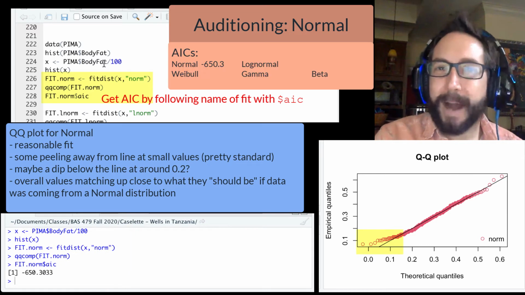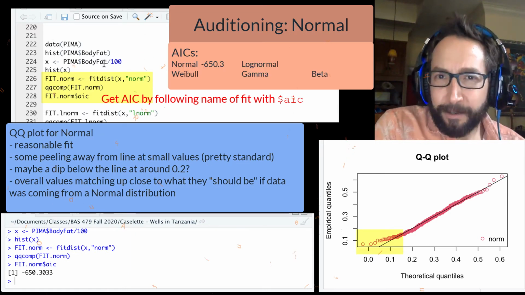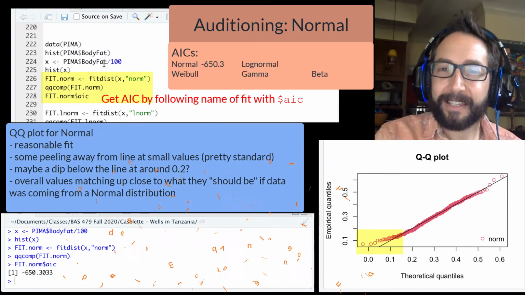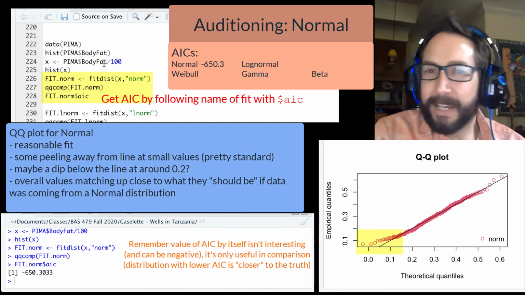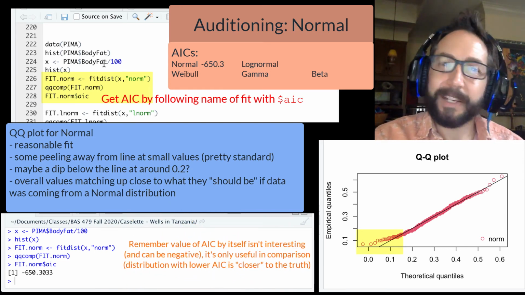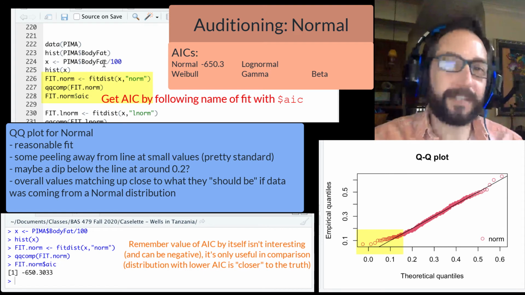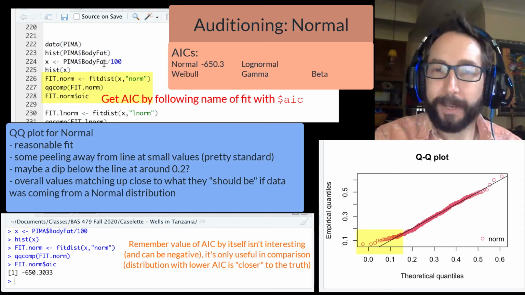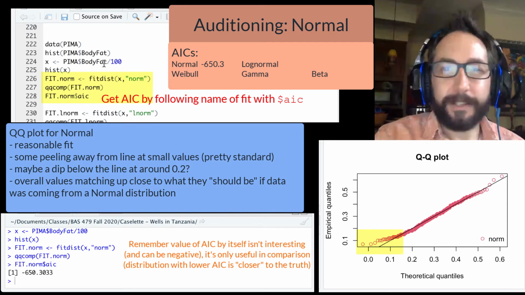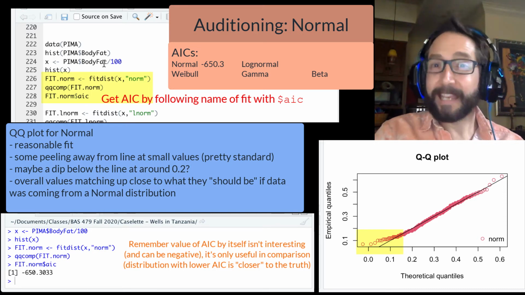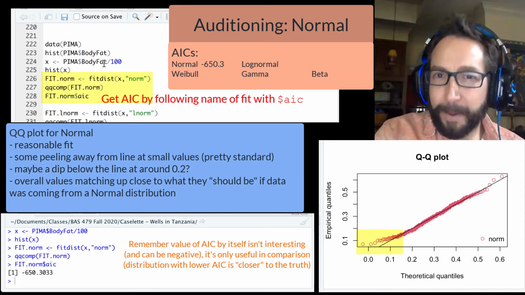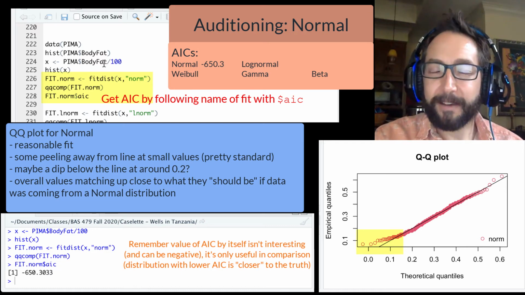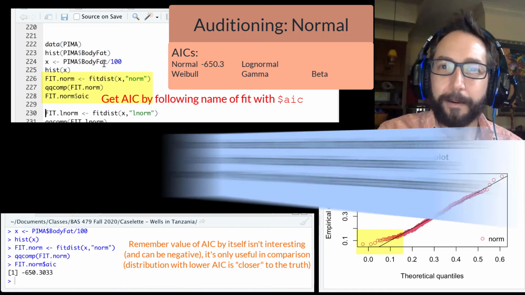We get a value of minus 650, and here's an important thing to note about the AIC: the actual value itself is pretty irrelevant. It can be negative, it can be positive. It's not the actual distance between the proposed probability model and the true probability model making the data. It's really just a relative measure, where the smaller that the AIC is in respect to comparing with other values of AIC, the better off we are.